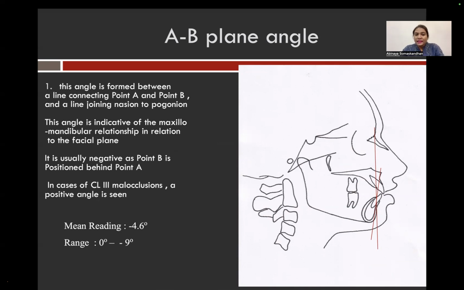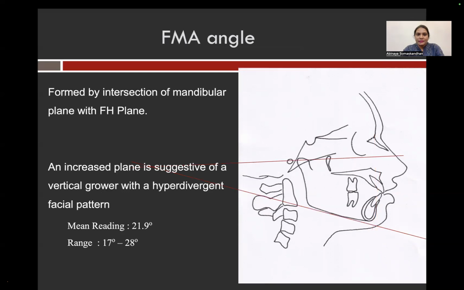It is usually negative as point B is usually behind point A. In case of class 3, a positive angle is going to be seen. So the mean reading is minus 4.6 degrees and the range is between 0 degrees to minus 9 degrees.